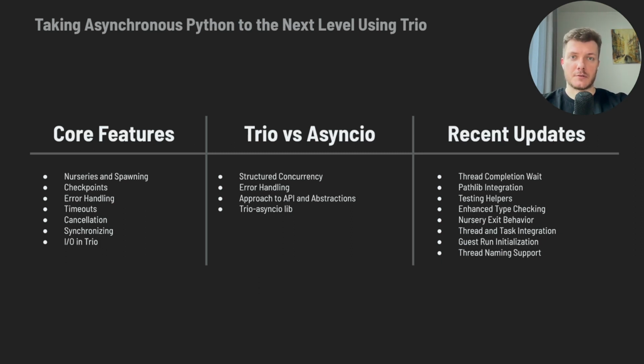First, we'll explore Trio's structured concurrency, which makes your code cleaner and easier to manage. We'll examine how Trio handles timeouts and cancellations, ensuring tasks don't hang and waste resources. Additionally, we will look at how Trio syncs tasks and manages our operations to keep things running smoothly. Then we will see how Trio stands out compared to Asyncio, focusing on its core functionality. We will discuss the Trio Asyncio library for mixed environments. Lastly, we will cover Trio's latest updates. So let's dive into the details.